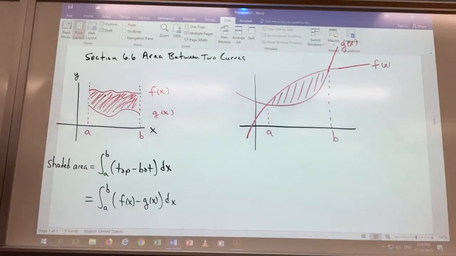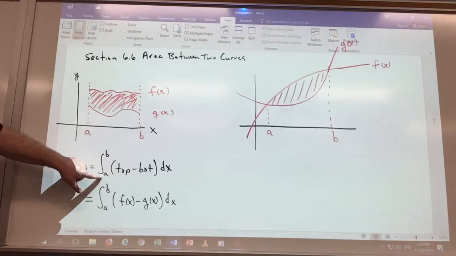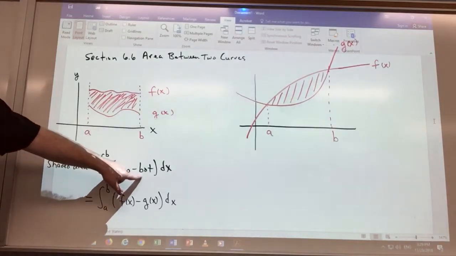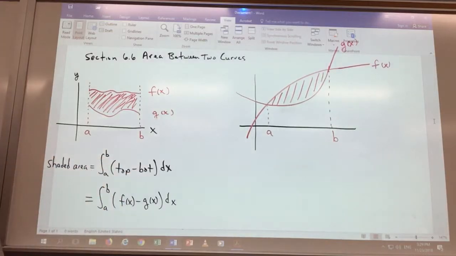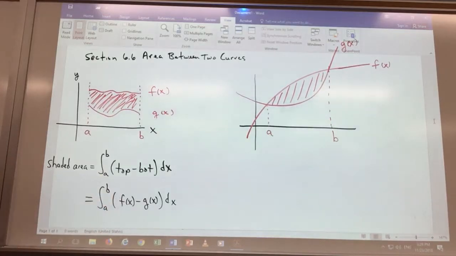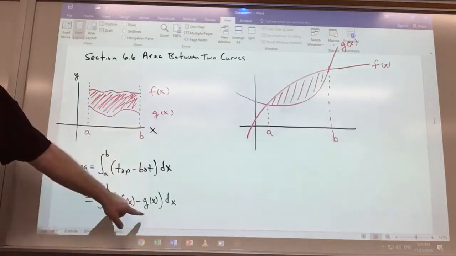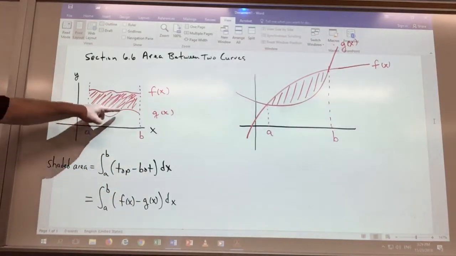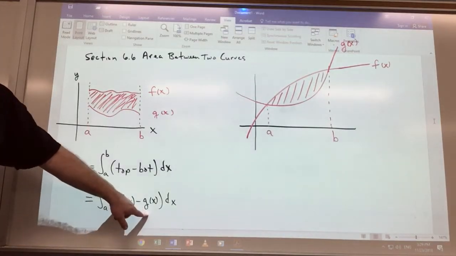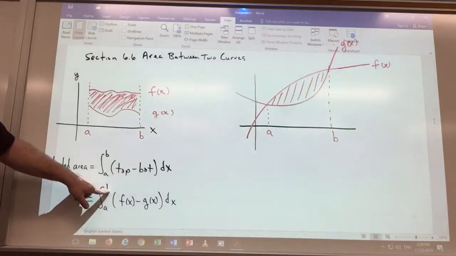And we can write that as our definite integral. The shaded area in red is equal to the definite integral from x equals a to x equals b of the top function minus the bottom function. That's what top minus bottom means. You can also write upper minus lower instead of top minus bottom. The top function is labeled f of x in this case, and the bottom function is labeled g of x. So to find this area in red, we take the top function minus the bottom function, and we integrate that difference from x equals a to x equals b.